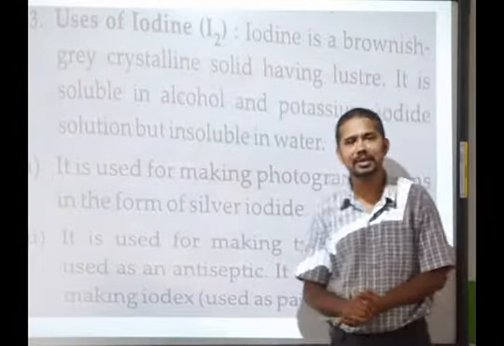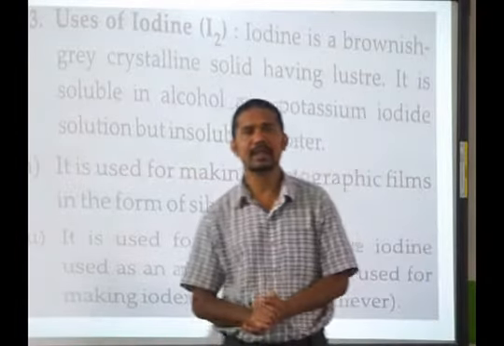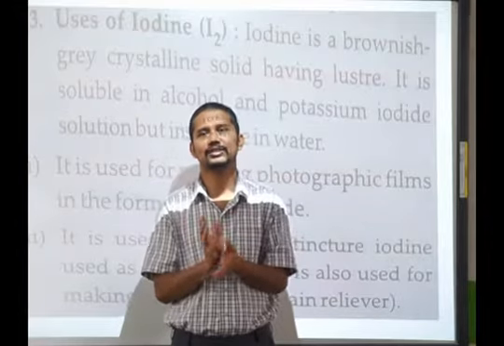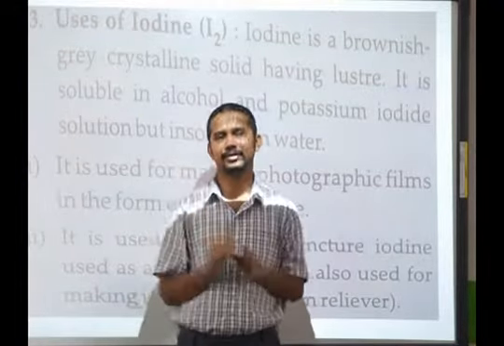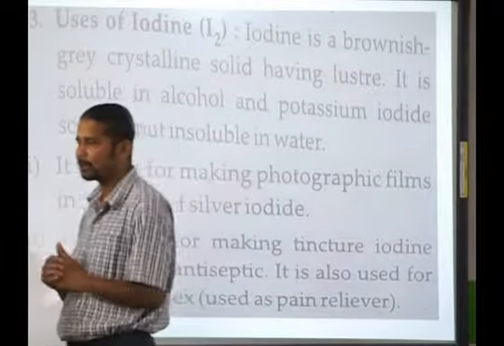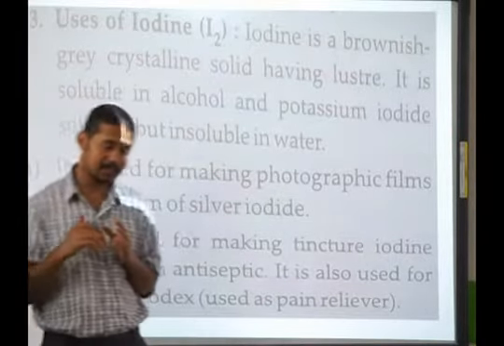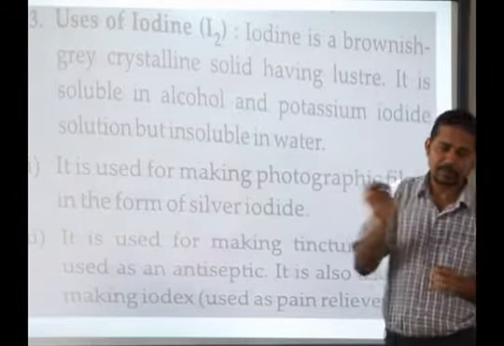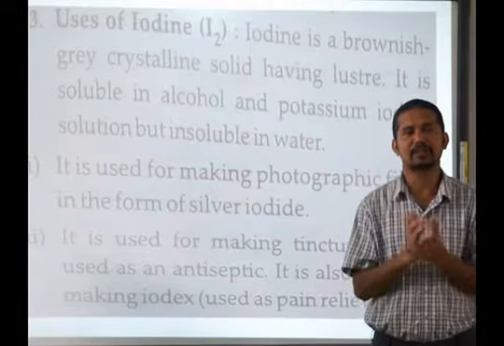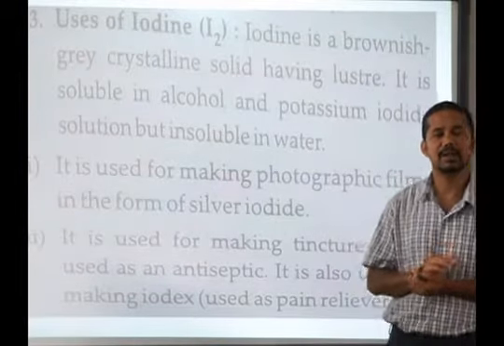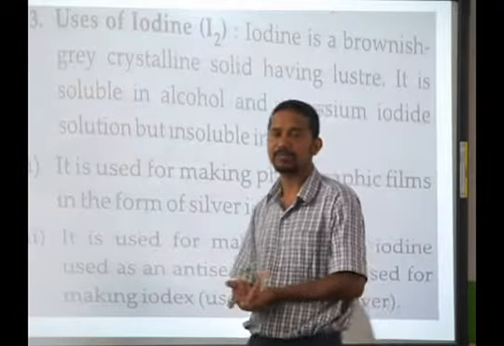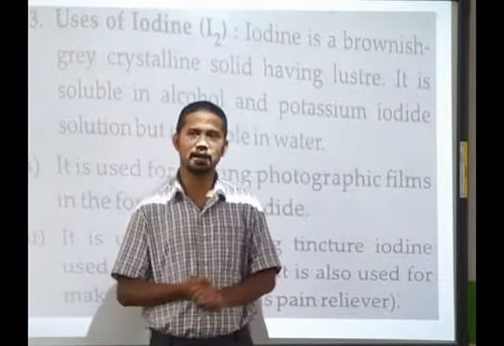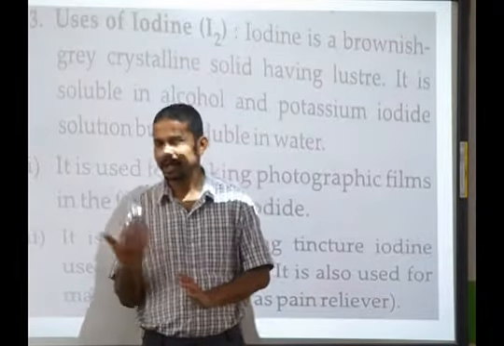It is soluble in alcohol. That means if you mix it with alcohol, it will dissolve. It will not form a different layer. It is also soluble in potassium iodide solution. But if you put iodine in water, it will not mix up. It will form a different layer. That means it is insoluble in water but soluble in potassium iodide and alcohol.